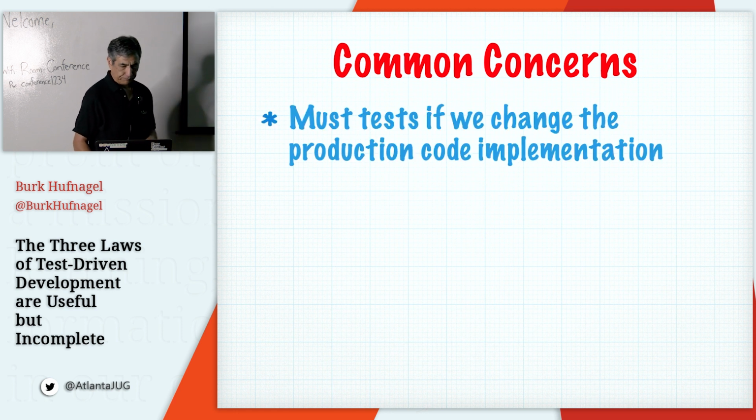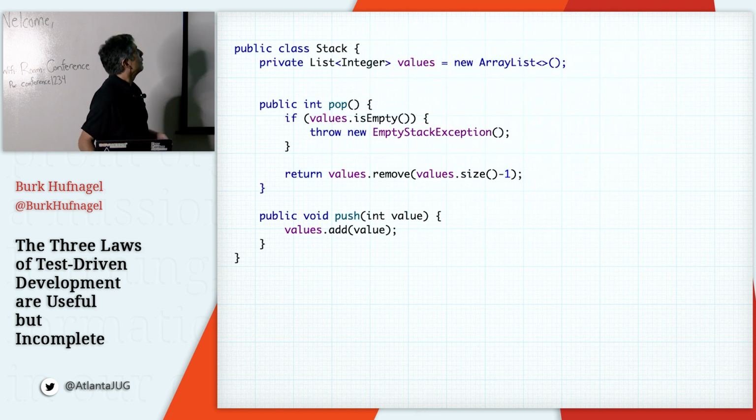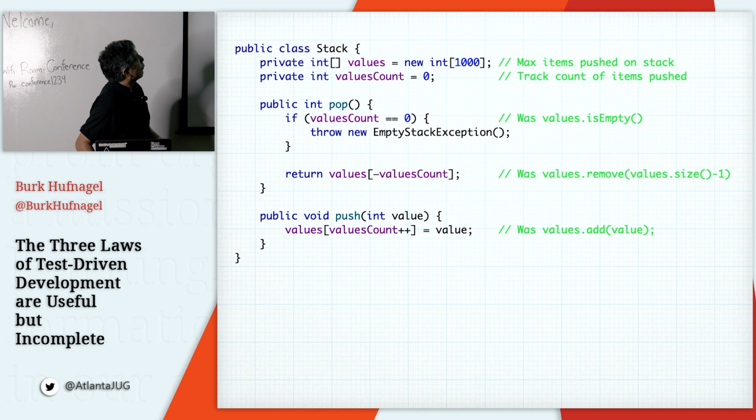Common concerns, right? This is one of the most common things I hear. If I write automated tests and I have to change the code, now I got to change the test too. Okay, let's take a look at that. Here's our stack, right? We're going to change it. You can't use a list anymore. Got to use an array. Well, okay. We had to do something about size. They never did tell us about that, so we're just going to make it big. But now we have to have a separate count for the values. We're changing all the places.